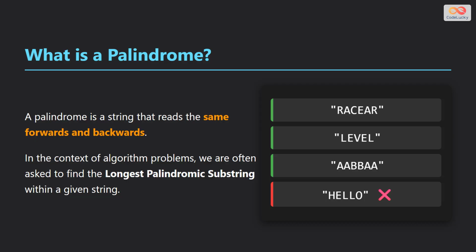First, let's quickly recap. A palindrome is simply a string that reads the same forwards and backwards, like racecar or level. In many coding interviews and competitive programming problems, you will be asked to find the longest substring within a larger text that satisfies this property.